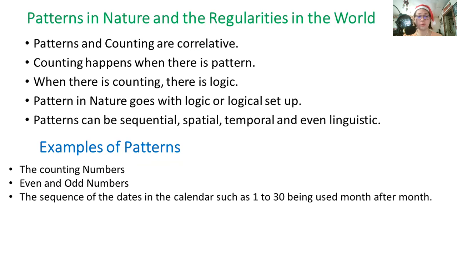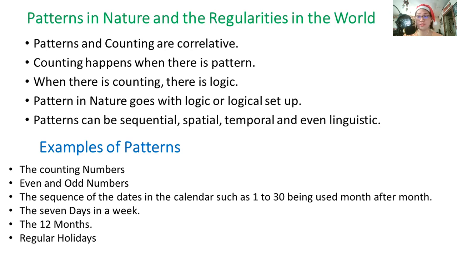And of course, the sequence of the dates in the calendar, such as 1 to 30 being used month after month, has a pattern in it. The 7 days in a week have a pattern also. The 12 months have patterns. And of course, the regular holidays, our favorite pattern, correct? Regular holidays where there are no classes and no work.